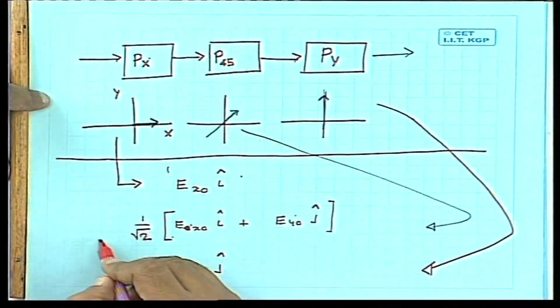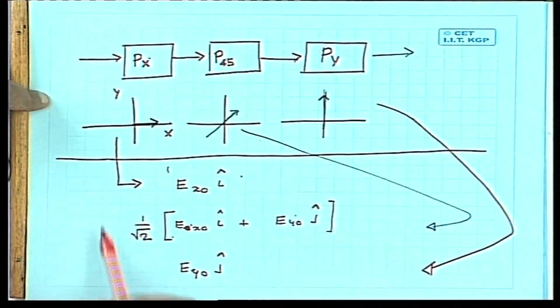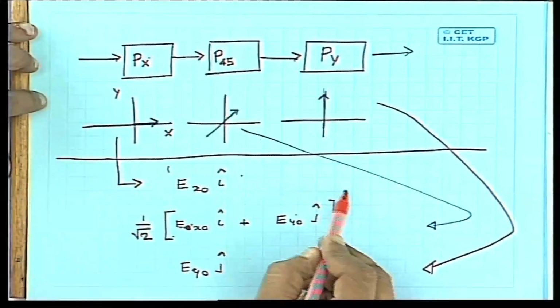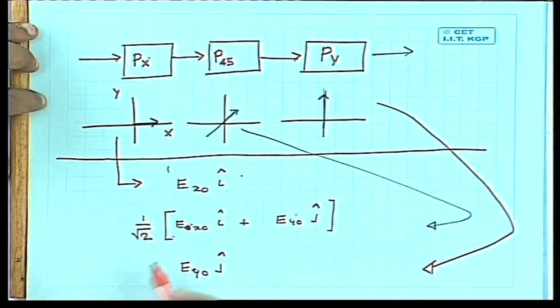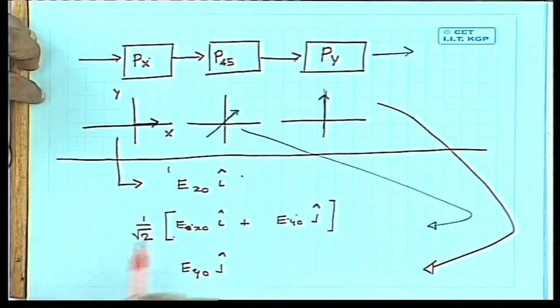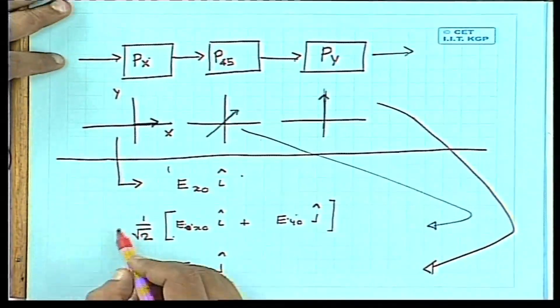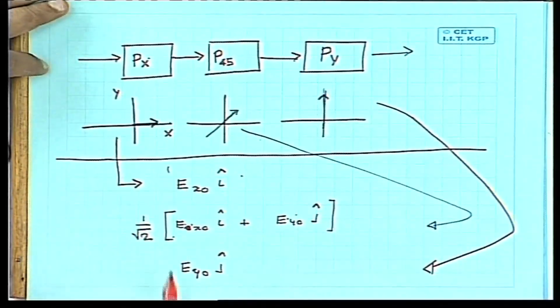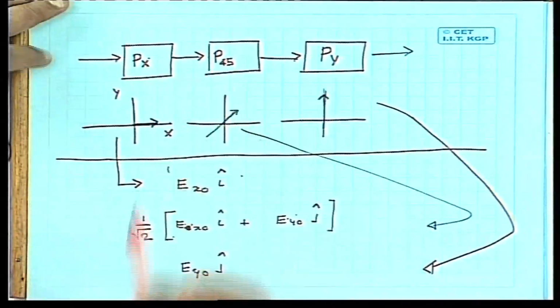So there will be some overall amplitude, and the resulting electric vector field which comes out here will be given by this. This is an electromagnetic field oscillating along the 45 degree axis, because these two are the same, and I have given this 1 by square root of 2 for overall normalization. There will be some overall amplitude which will be less than the amplitude over here. So this is the result of this polarization measurement.